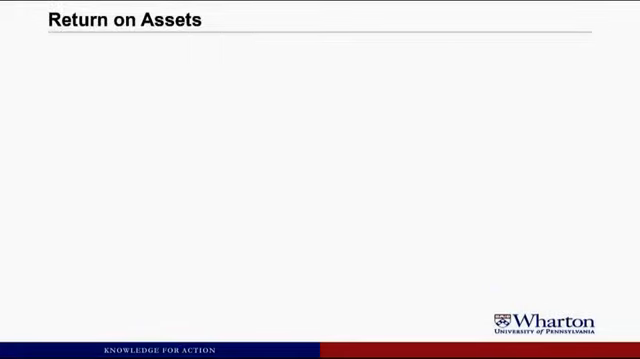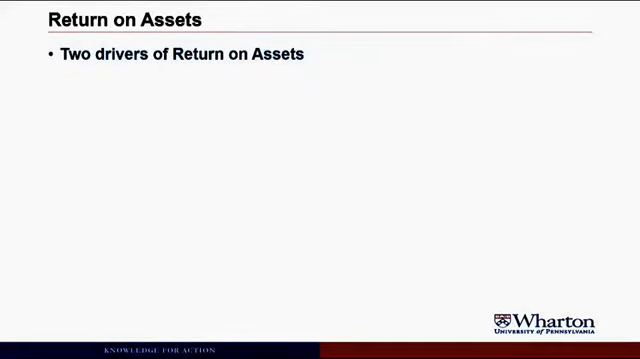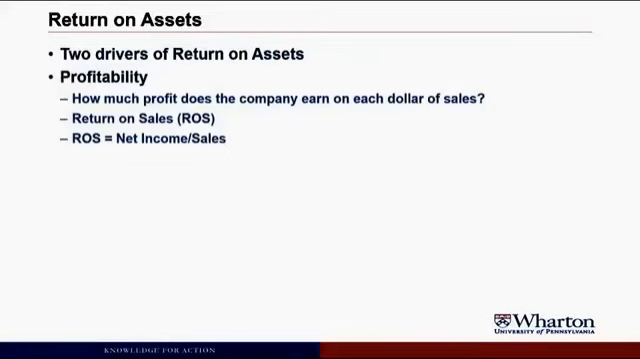Next, we're going to look more carefully at the return on assets component, which also can be separated into two drivers. The first driver is profitability. How much profit does the company earn on each dollar of sales? The ratio we're going to use here is return on sales, or ROS, which is defined as net income divided by sales. So what it's telling you is for each dollar of sales, how much net income do you generate?